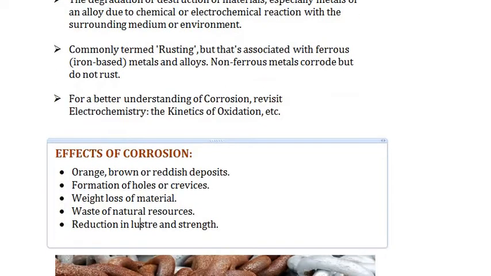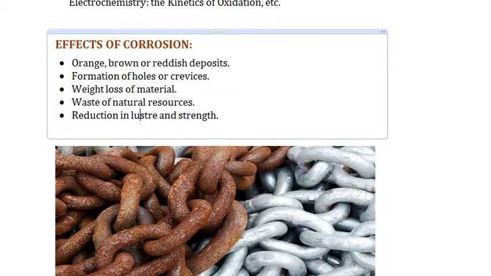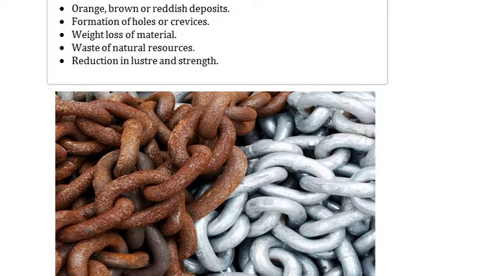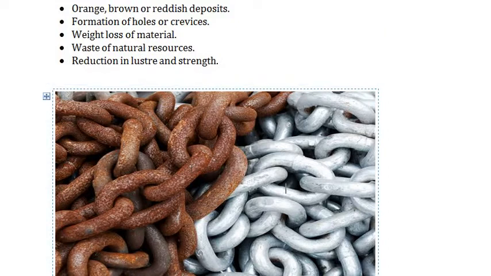Now just take a look at this. This shows some chains. On the left we have a corroded sample, and on the right we have a sample that hasn't corroded yet. So as you can see, this is quite shiny, while this is looking very unattractive. And typically when you try to use this to hold a lot of things, maybe to tow a truck or something like that, the one that hasn't corroded will typically hold longer than the one that has corroded.